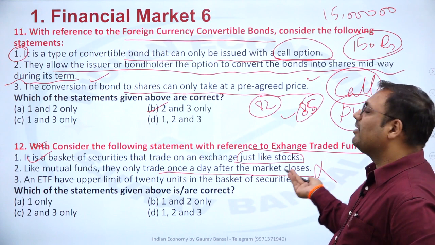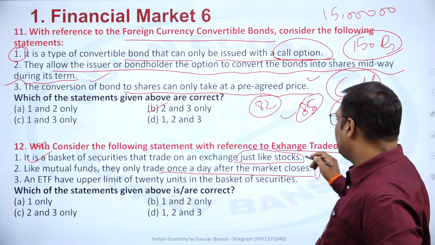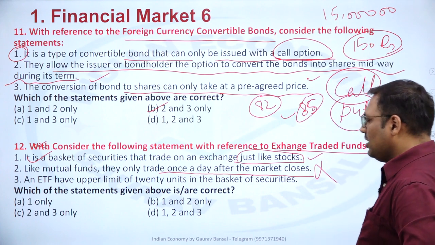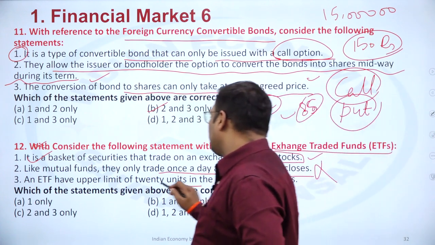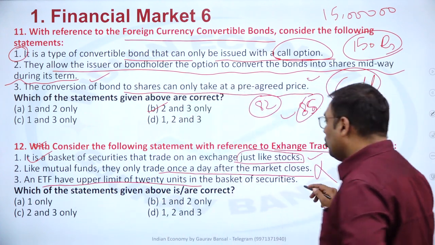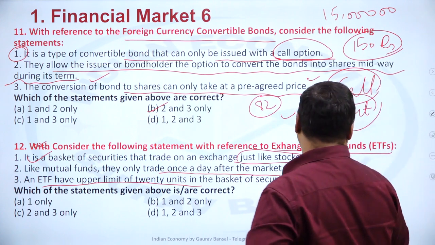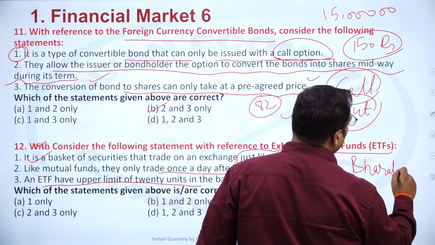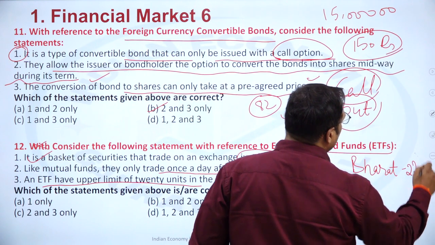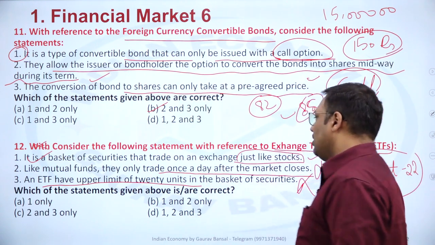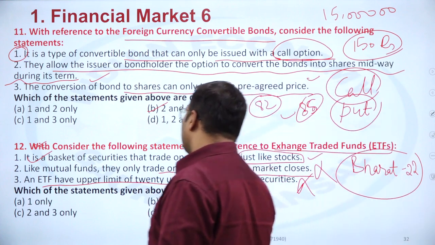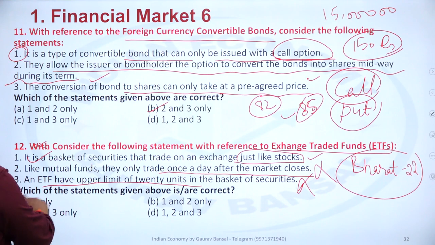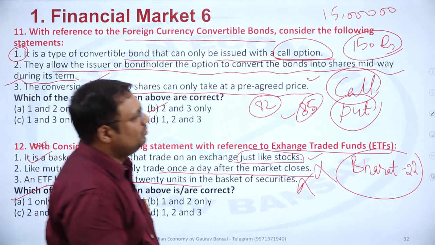If one is correct, second can't be correct. Again, one is definitely correct. They are just tradable like shares on the stock exchange. ETF has an upper limit of 20 units in the basket. You know this is wrong because one of the most popular examples of ETF is Bharat 22. Bharat 22 tracks the shares of 22 public sector units. So obviously there is no upper limit here. So in this case, only one is correct. A is the answer.